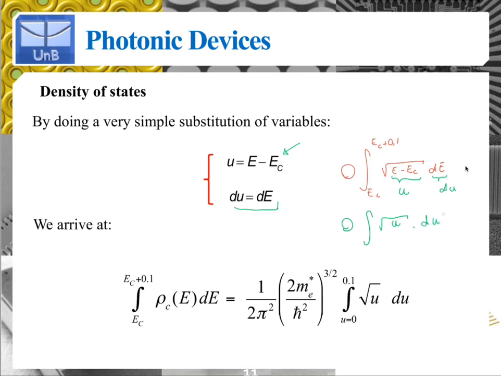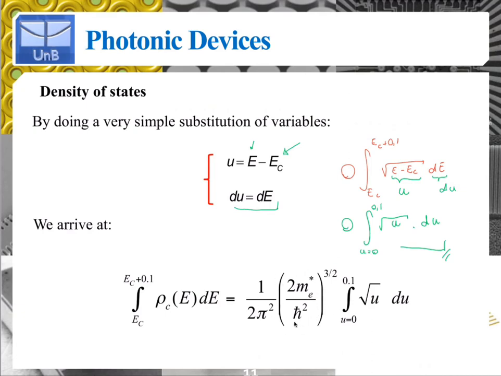du. So at the initial bound EC, if we replace this here, you get u equal to EC minus EC, so giving us u equal to 0, and at the upper bound EC plus 0.1, if we replace it here, EC plus 0.1 minus EC will just give us 0.1. So that's what you get. That's the new integral. Now we just have to perform this integral.